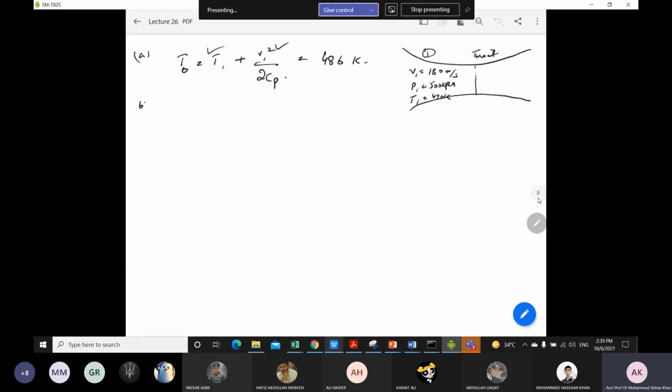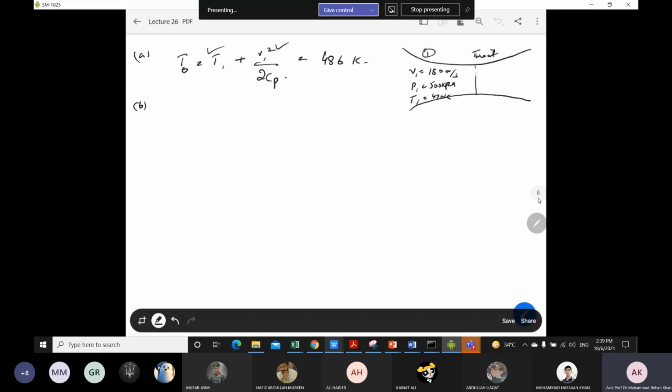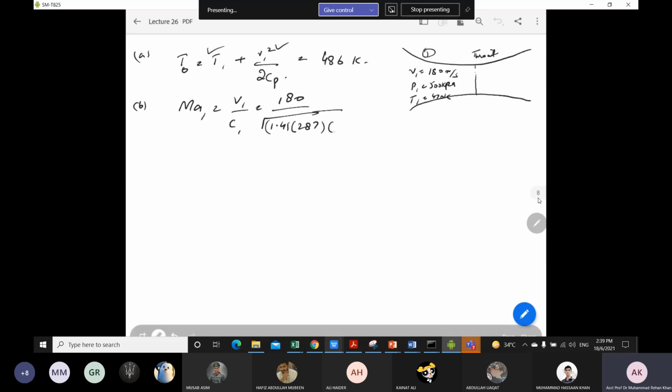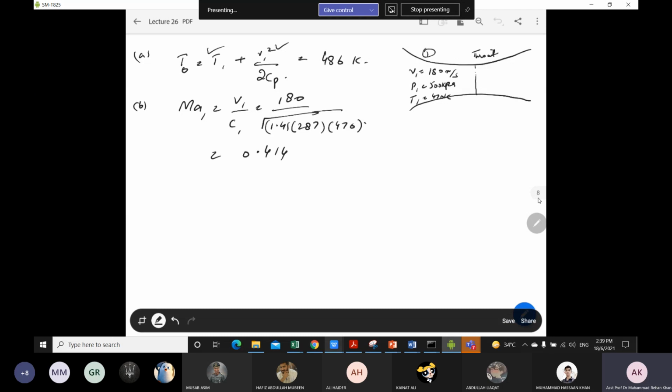So part B, we have to find the Mach number 1. At section 1, we already have the T1 value, and we also know the V1 value, so we can easily figure out the value of Mach 1, which is equal to V1 over C1. V1 is 180 and C1 is the square root of K, 1.4, times R, which is 287 Joule, times the T1 value, which is equal to 470 Kelvin. From here we can easily find the Mach number at 1, which is 0.414. So this is the solution for part B.